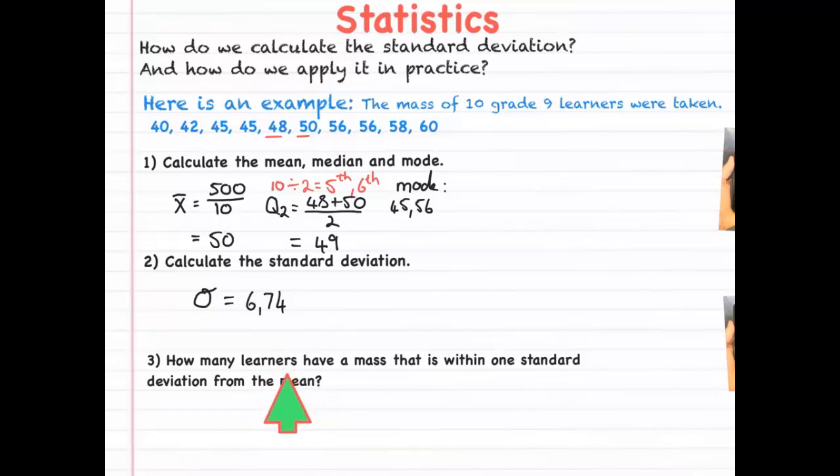They really want to know how many learners have a mass that is within 1 standard deviation. Now let me quickly show you what that means, and I'll draw in a bell curve. I'll try my best to do this as neatly as possible. So if I draw in a bell curve like this, there we go, and then I also draw this line here at the bottom, maybe not that straight, but there we go.